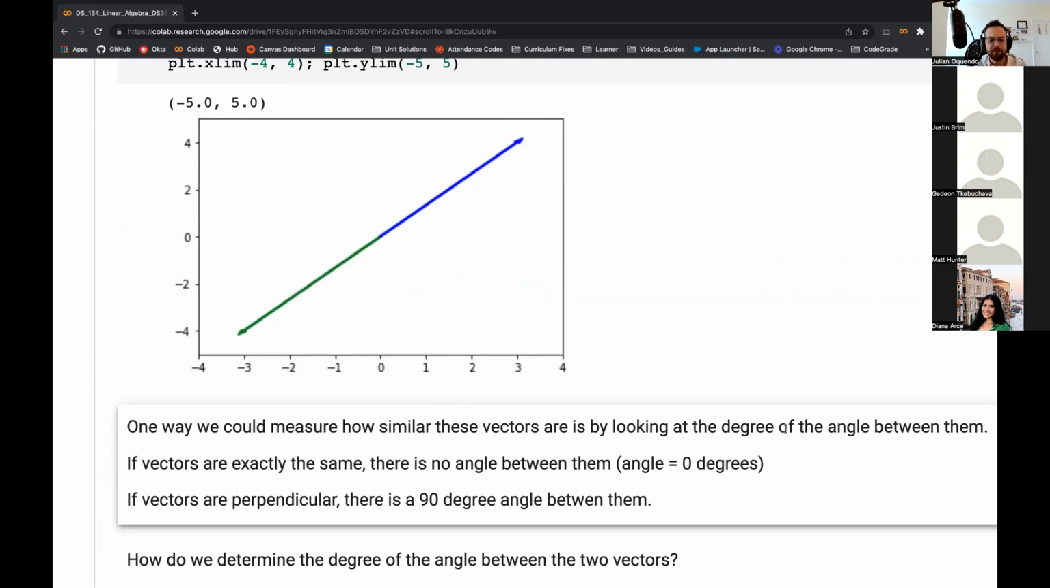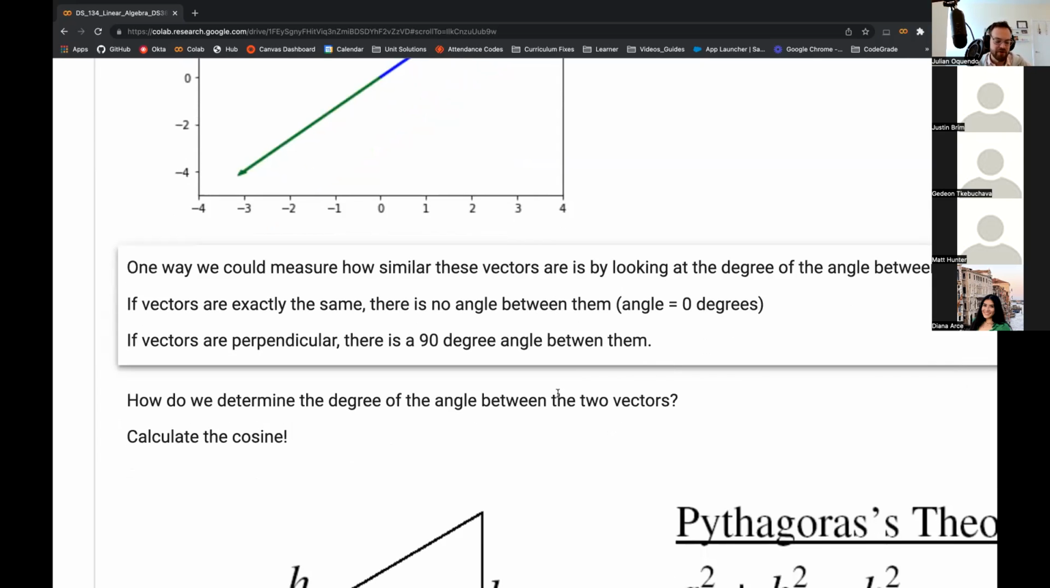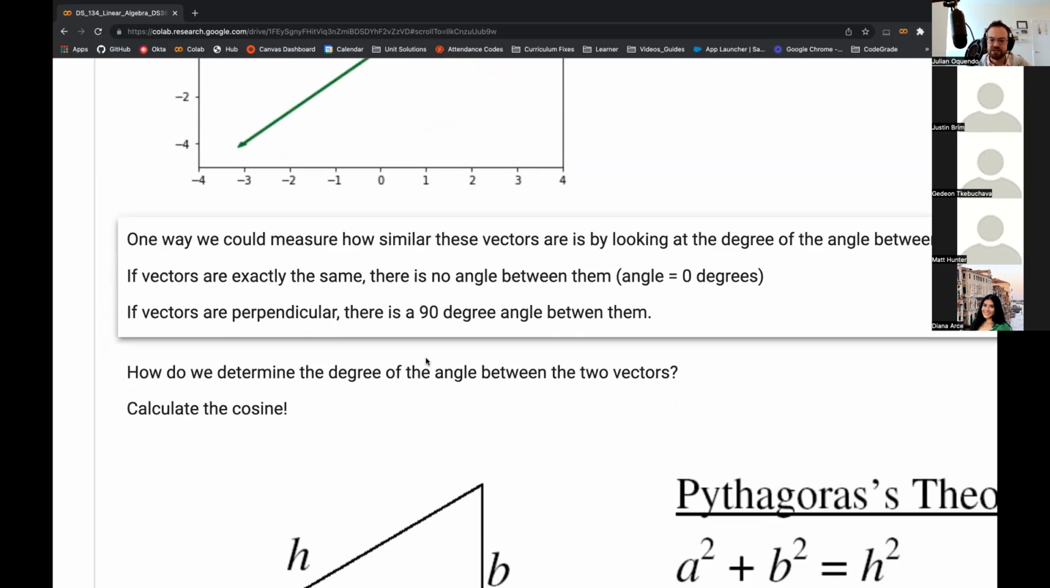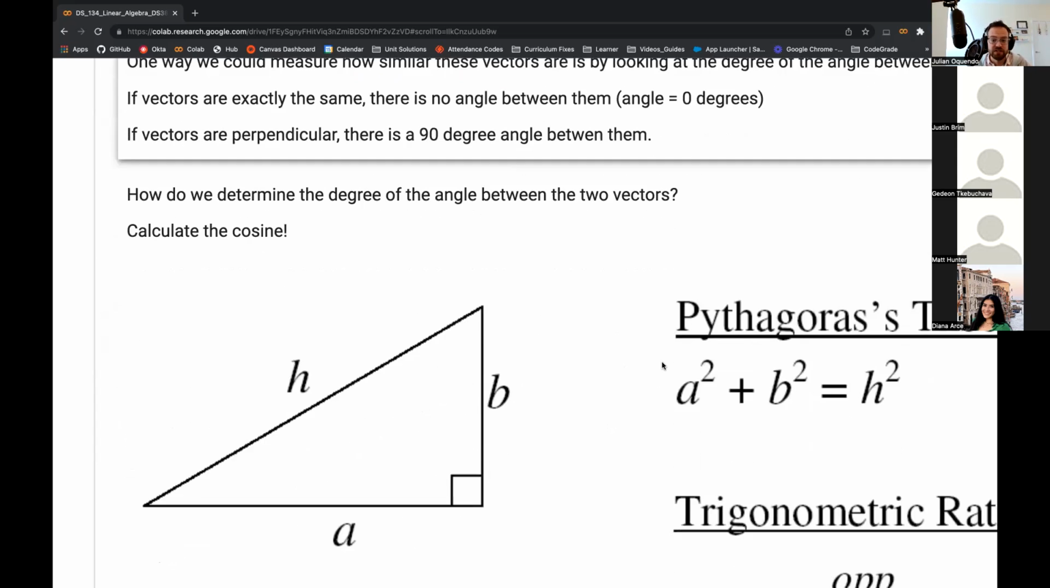The way that you can measure how similar a vector is to another vector is to take a look at the size of the degrees in the angle between those two vectors. If vectors end up being exactly the same, there wouldn't actually be an angle between those two values. In other words, there would be 0 degrees between them. But whether a vector is orthogonal or perpendicular, we can expect there to be a 90-degree angle between the two vectors. So how do you determine the degree between two vectors?